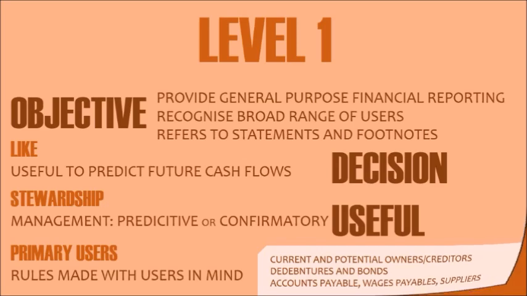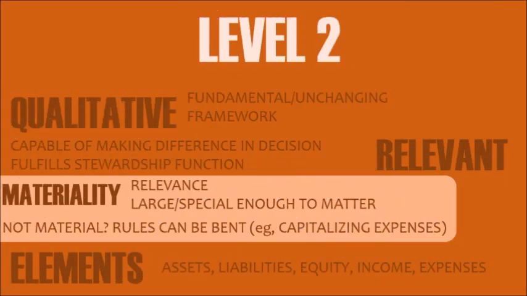The second level includes qualitative characteristics, relevance, and elements. Qualitative characteristics are fundamental and unchanging. They are the framework. Relevant information is capable of making a difference to a decision. They can be predictive or confirmatory, which is also part of the stewardship function.